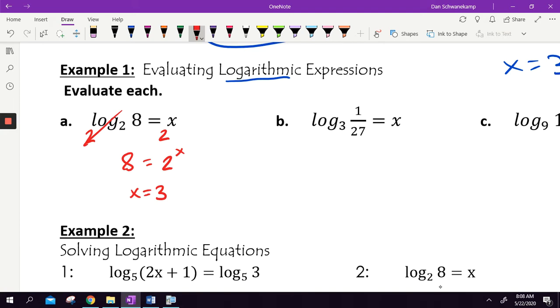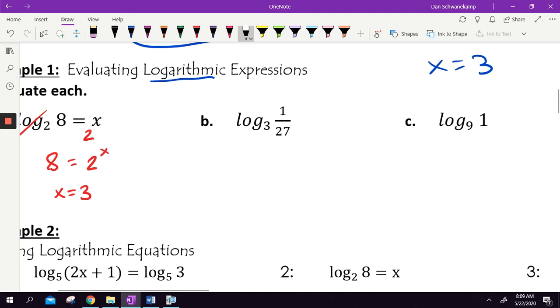Letter B, log base 3 of 1/27 is equal to x. Notice that a lot of times we would get a problem like this. They'll say evaluate that, log base 3 of 1/27. If you just see that and it's not equal to something, just make it equal to something, and then we can solve it from there. All right, I want to get rid of log base 3, so 3 to a power. That's going to cancel.